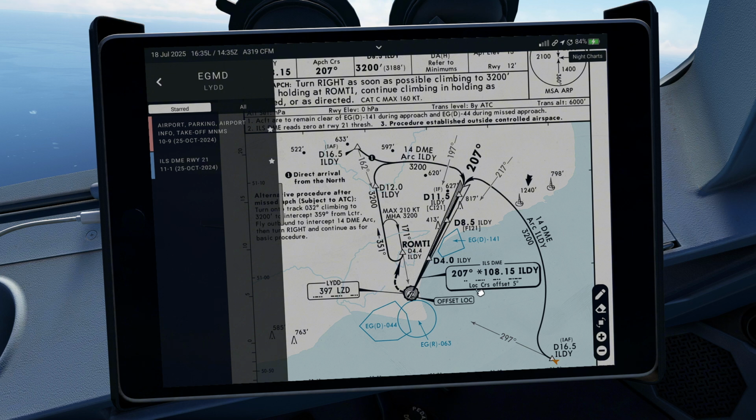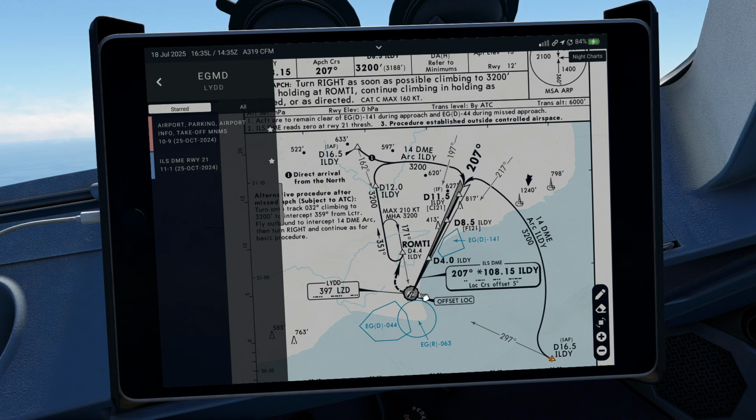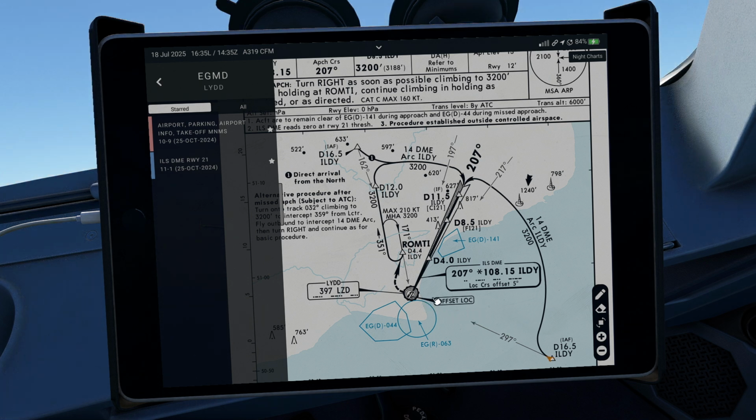It means, according to the information, the localizer course is about 5 degrees offset from the landing runway 21 centerline course. And there is another reminder for the flight crew that an offset localizer is available for this procedure.